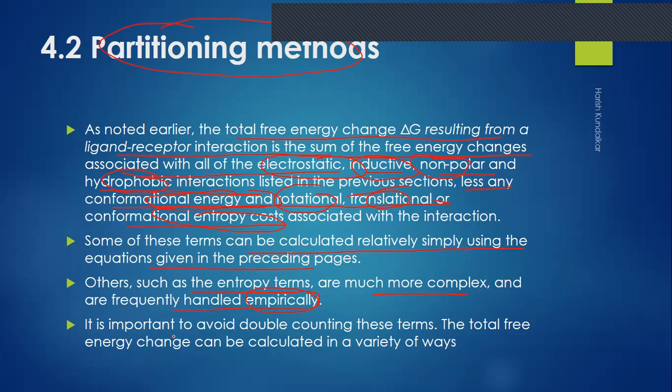It is important to avoid double counting these terms, and the total free energy change can be calculated in a variety of ways. If we have a functional group, it can have rotational, translational, conformational entropy cost associated with it. And also it can have electrostatic or inductive or non-polar or hydrophobic type of interaction. So it is very important that we should not double count these terms.